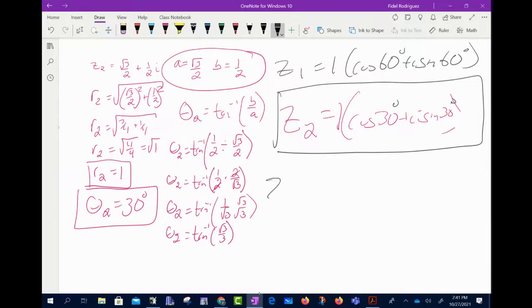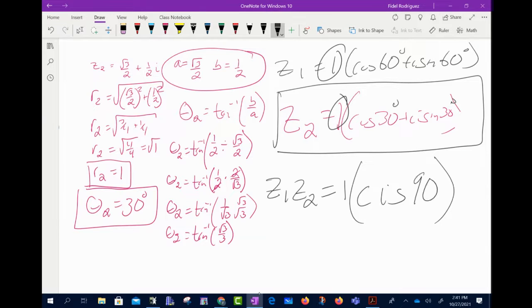Okay, so now, if we want to find Z1 times Z2, do you remember what we do with our radiuses? Multiply 1 times 1? Still 1. Okay, and y'all, I'm going to use John's notation, the CIS. What do we do with the angles? Do you remember? Add them together, so 30 and 60. Boom. And there's one. That was a lot of work.